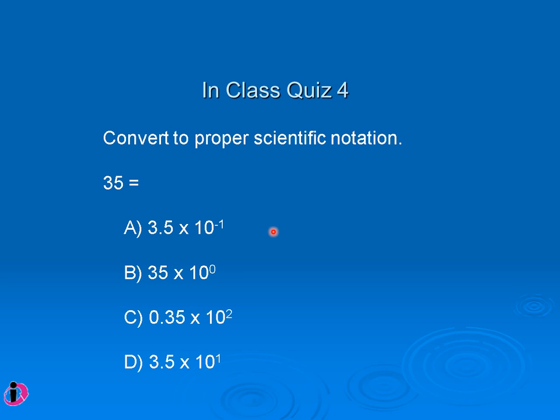Another example, 35. So you'll be writing 3.5 times 10 to the power 1, because you move it 1 position to the left. The right answer is D. Any question? The right answer is D.